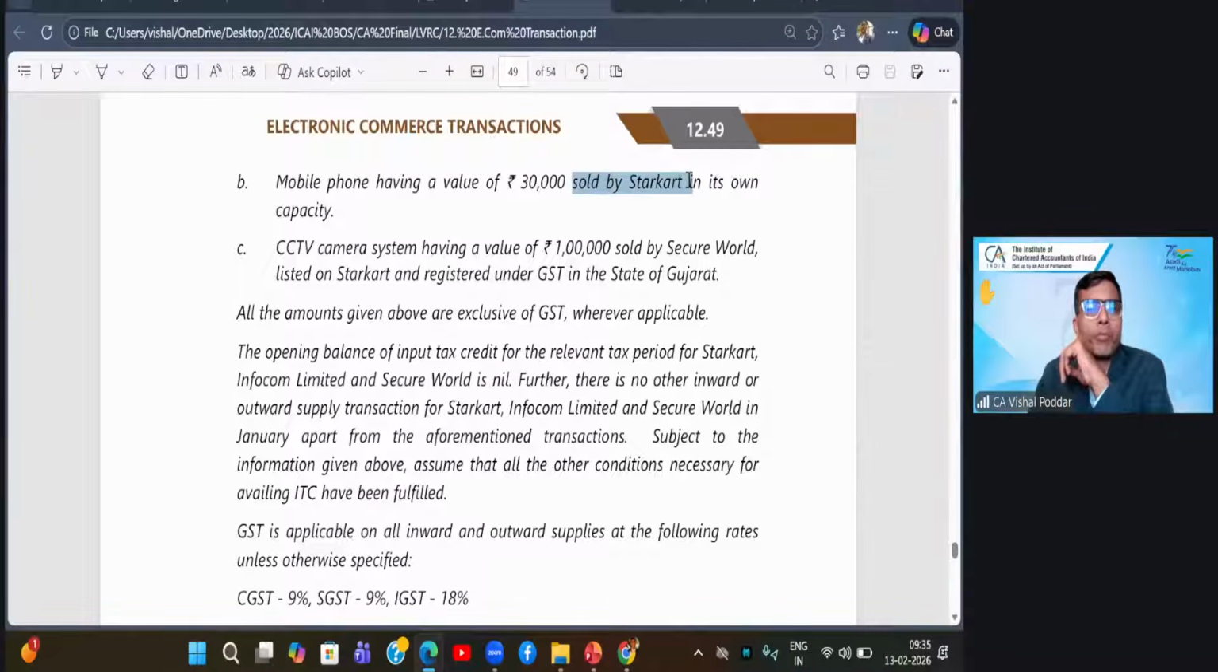Now please understand, when we are talking about an e-commerce operator, what are the provisions? Whenever goods are sold through an e-commerce operator app, the e-commerce operator is liable for TCS. So the seller itself is liable for making the payment of tax under forward charge, and the e-commerce operator is liable for TCS. But here there is one very important point: where the e-commerce operator is selling its own goods through its own app, obviously it cannot collect TCS from its own self. So that is the case where TCS will not apply. Right. So this is just one point about TCS.